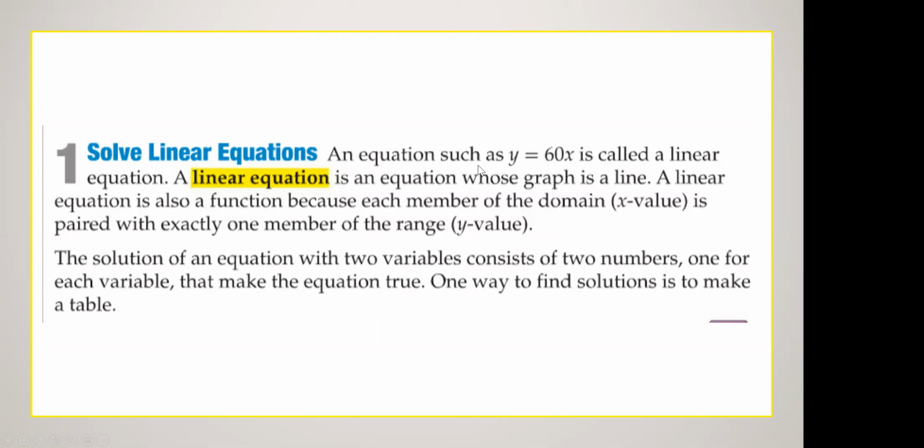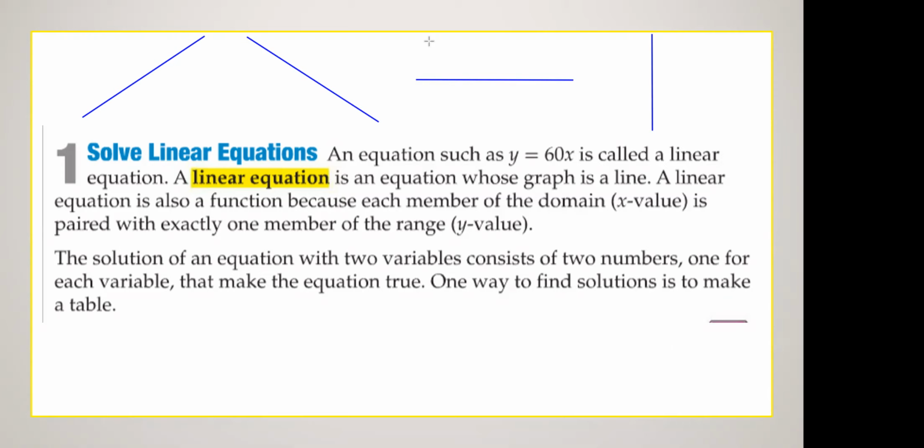An equation such as y equals 60x is called a linear equation. A linear equation is an equation whose graph is a line, okay? Once it's graphed, the line can look different. It could be going up from left to right, it can be going down from left to right, it could be a horizontal line, and it could be a vertical line as well. All of these graphs would be considered linear functions or linear equations, okay?